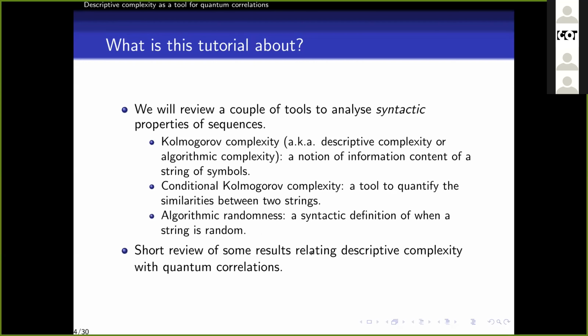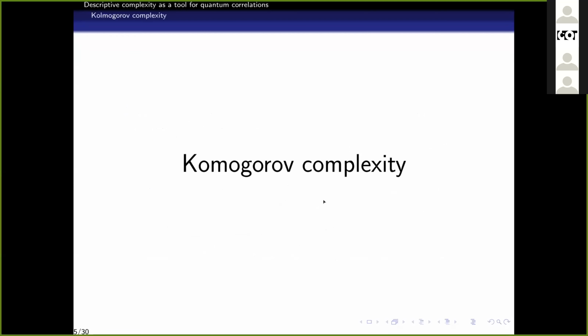And then I will do a short review of some results relating descriptive complexity with quantum correlations. So this will be the way I'll go. Okay, so let's begin with Kolmogorov complexity, or descriptive complexity.